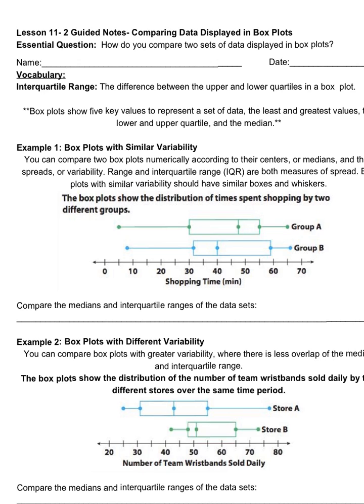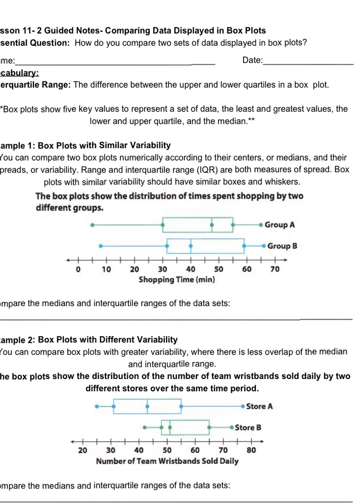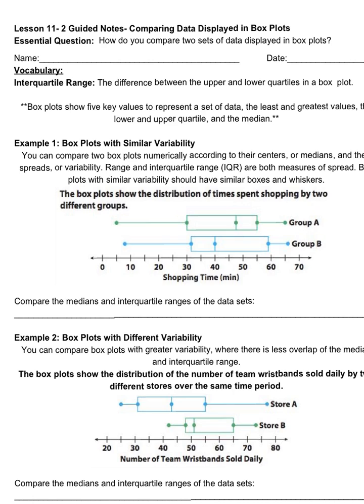So our first example is looking at box plots that have similar variability, or are very similar in the way that they look and the way that they appear. So let's look at this very first example. When we compare these, we can see that the centers, or the medians, and the spreads are very similar. We notice that the boxes are very similar, and the whiskers, or the lines out here, are also very similar.